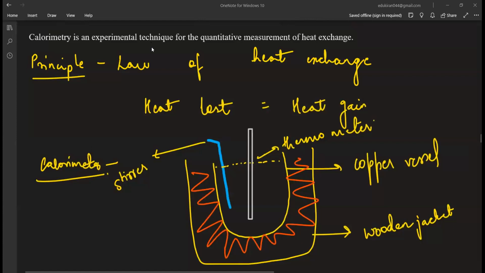Okay, now the next topic, that is calorimetry. So basically, calorimetry is a technique which we use to measure heat exchange. There's just one law of calorimetry. There's a device known as calorimeter.